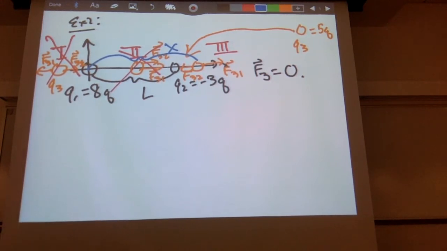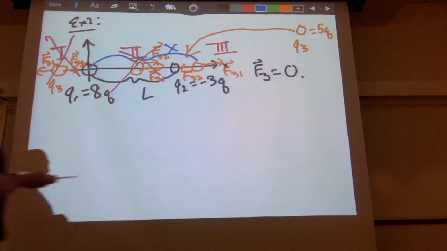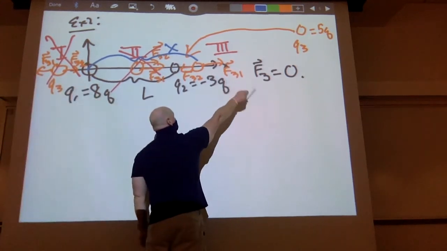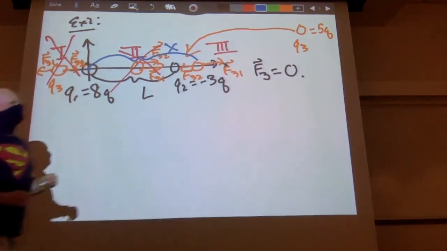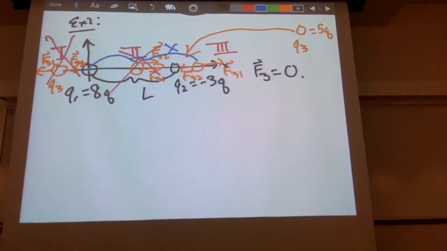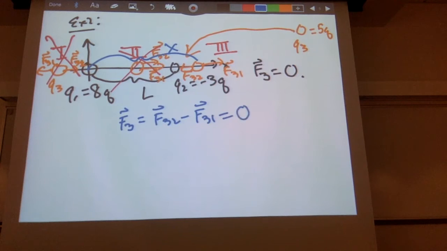Is that okay? Good. So from our free body diagram, F31 points to the right, F32 points to the left. So in this case, the total force on 3 is equal to F32 minus F31, and we want this to simply be equal to 0 because we want it to be in static equilibrium.